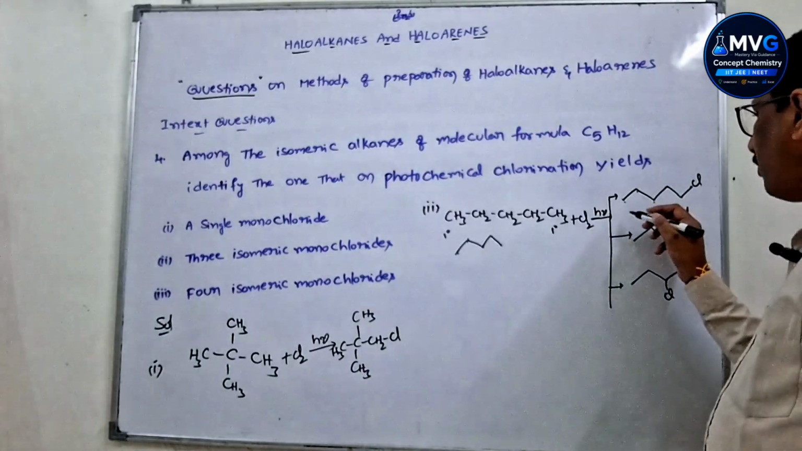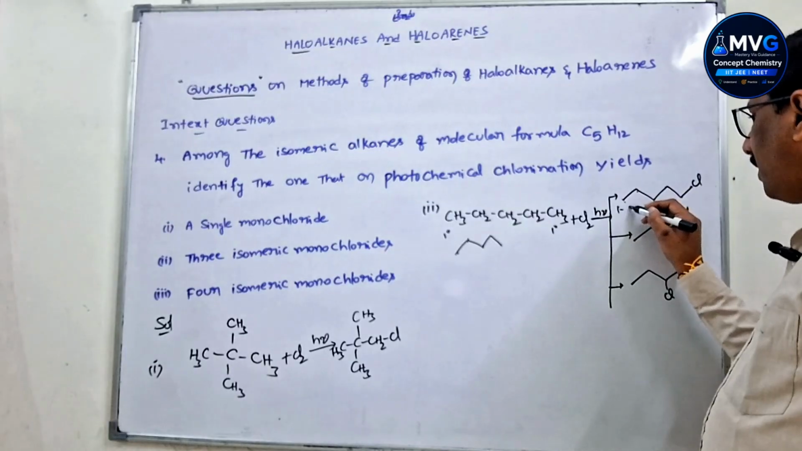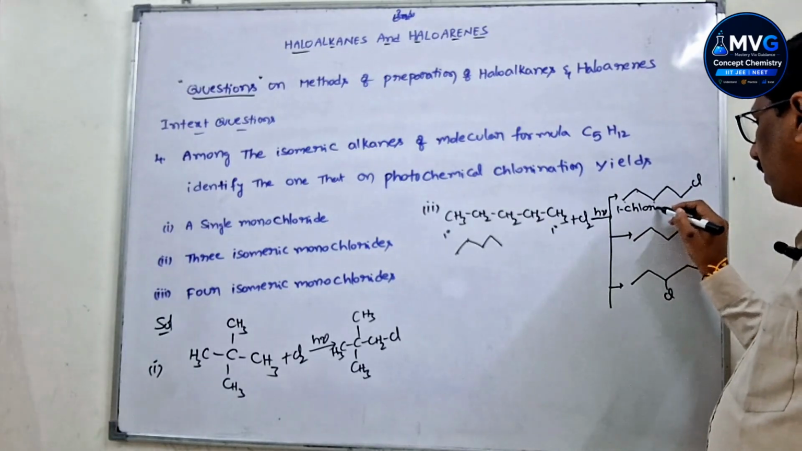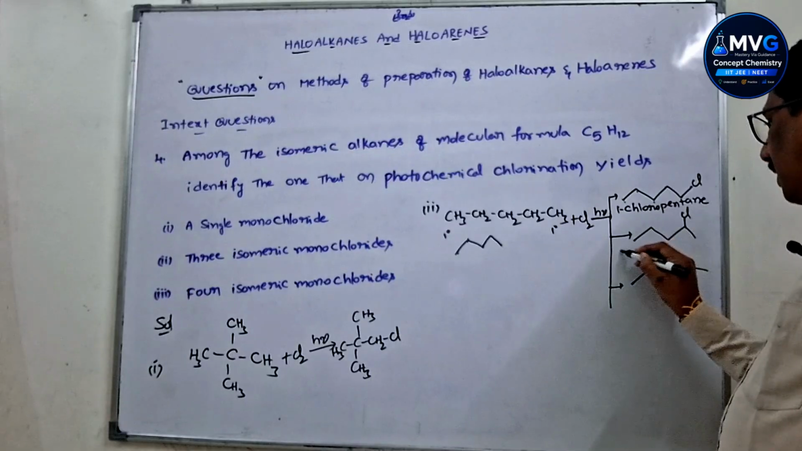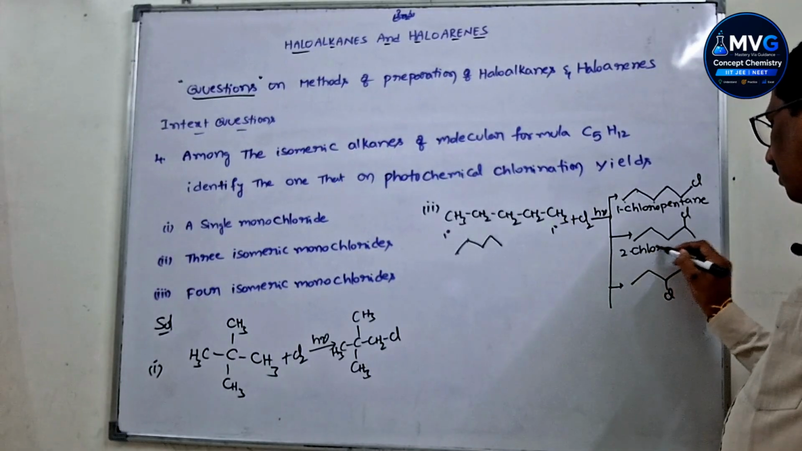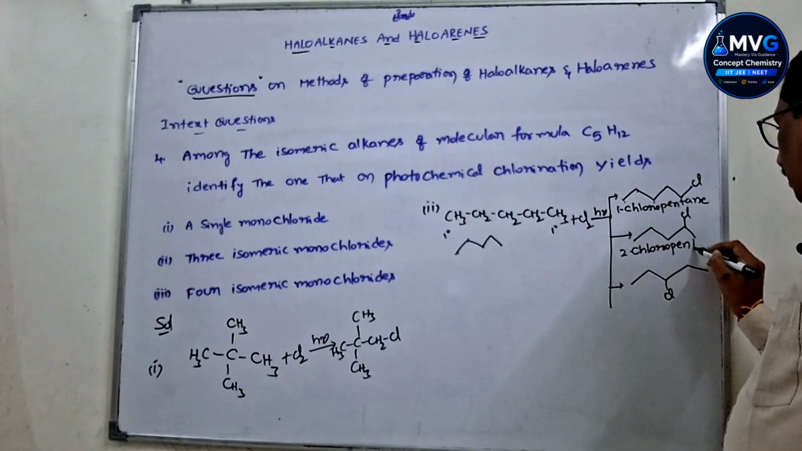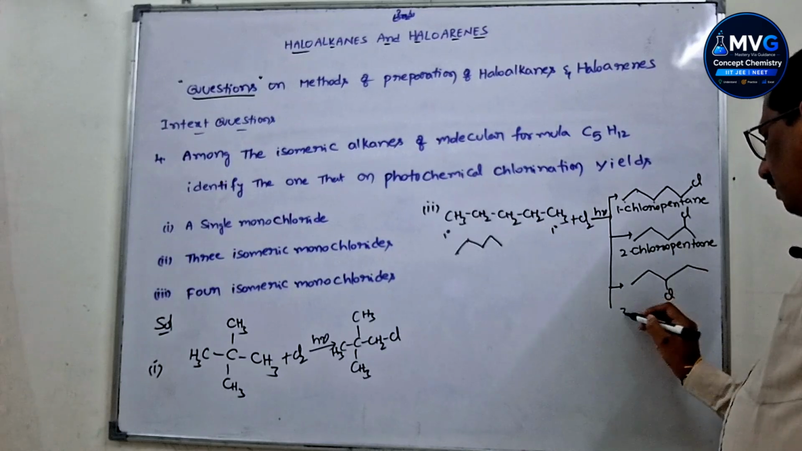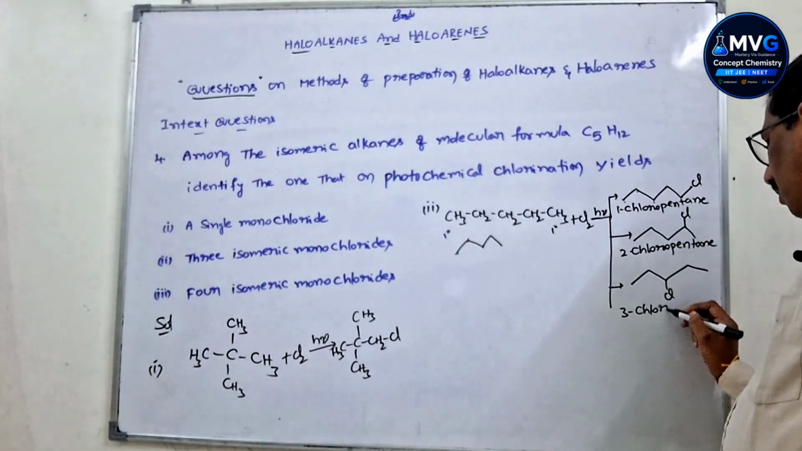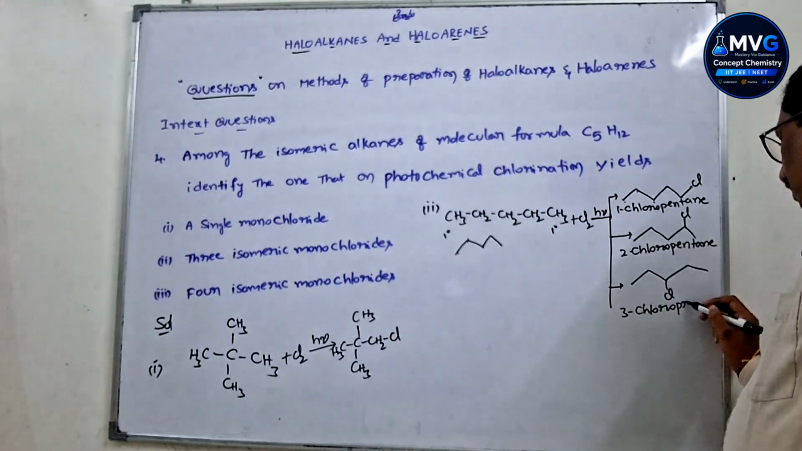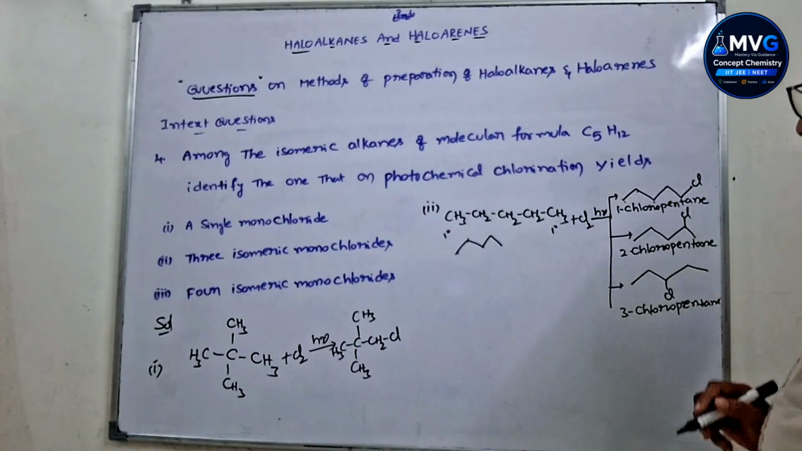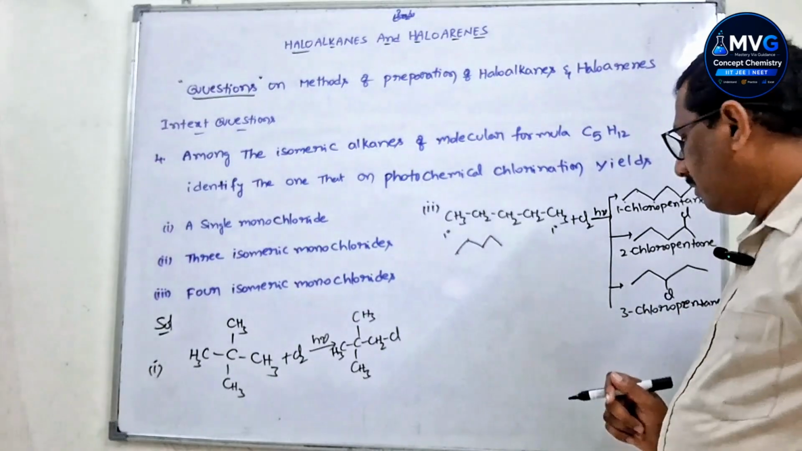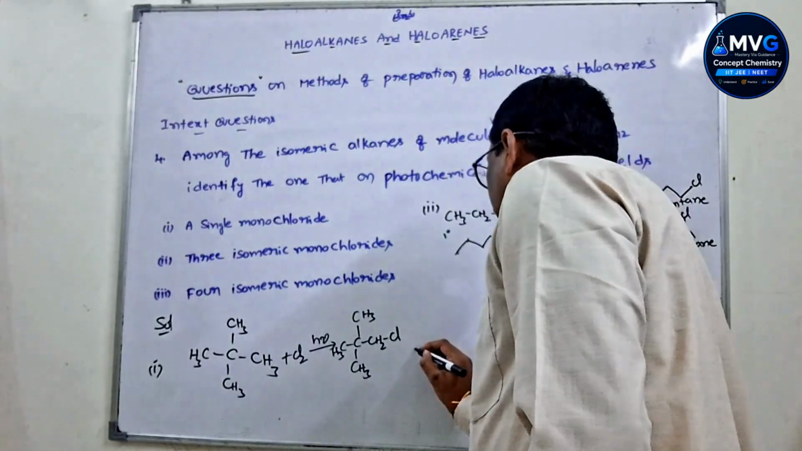What is the name of this compound, students? 1-chloropentane. It is 2-chloropentane. It is 3-chloropentane. See, students, all three are different, no? Like this we should get. Same way, third one, students.